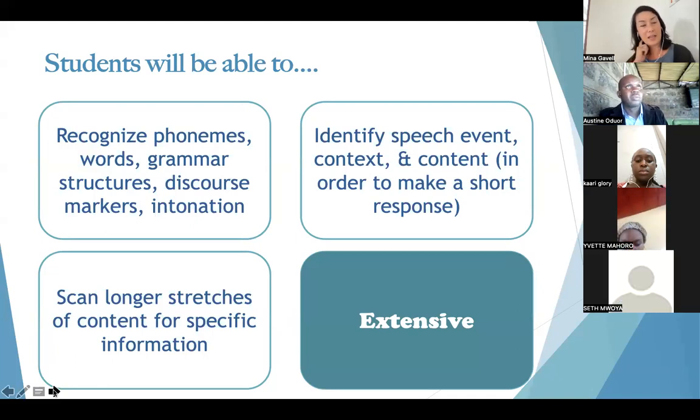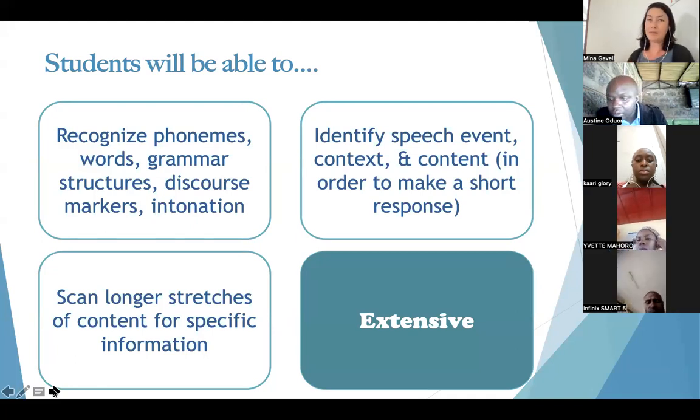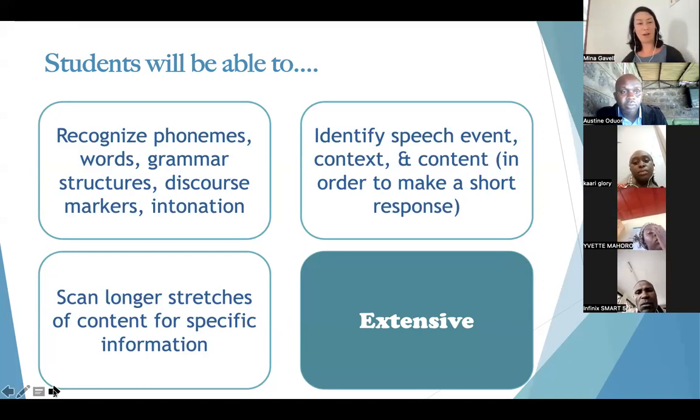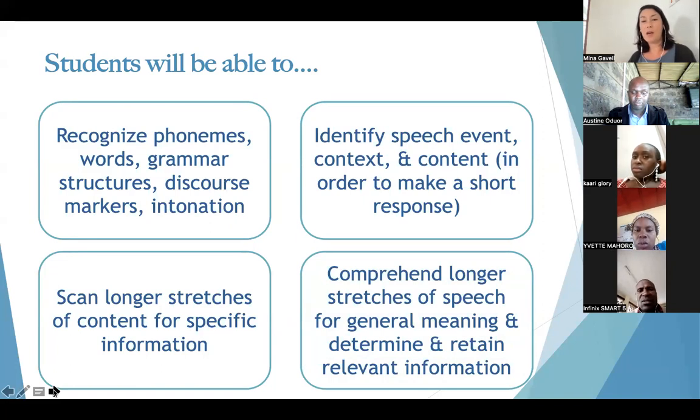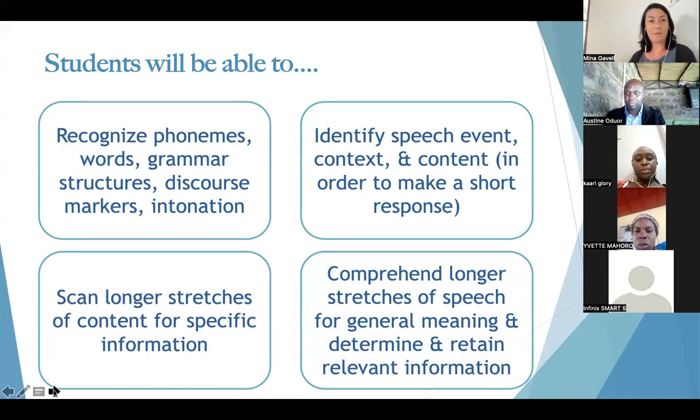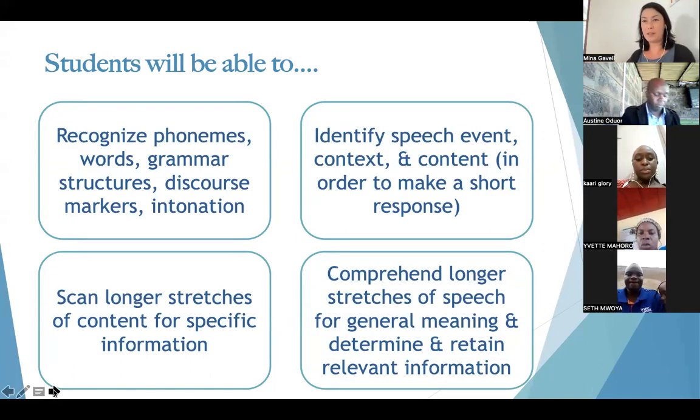We often think about reading a text and scanning, but this is something we also use in listening. And then finally, extensive listening is probably our highest level listening, our most challenging, which makes sense. Extensive, it sounds broad. So this involves being able to comprehend longer stretches of speech, again, so probably lectures, announcements, maybe movies, even radio, for general information, and being able to determine and retain relevant information. And we'll look more specifically at what that means. But that might be something like listening to a lecture and being able to keep some of that information.